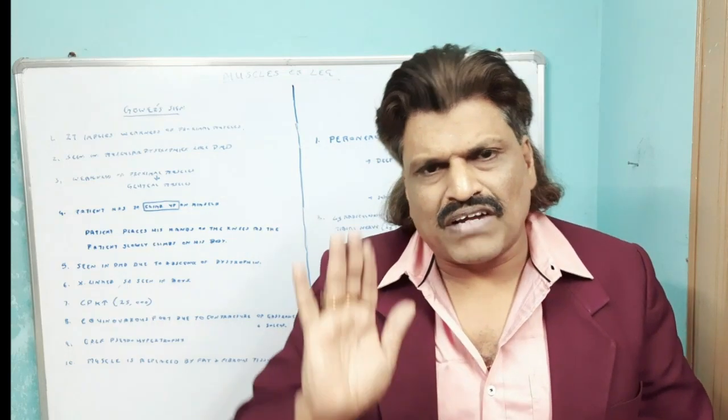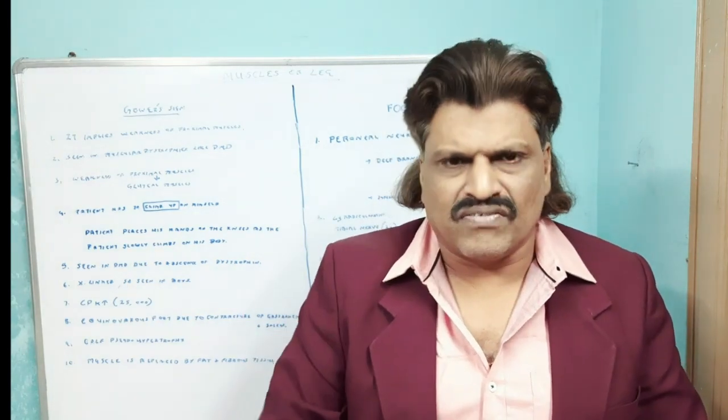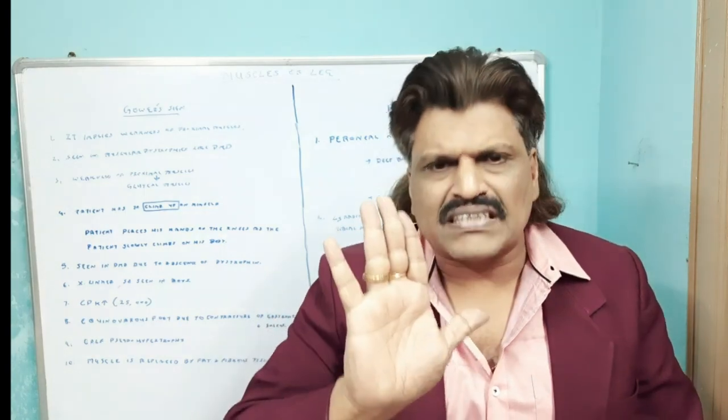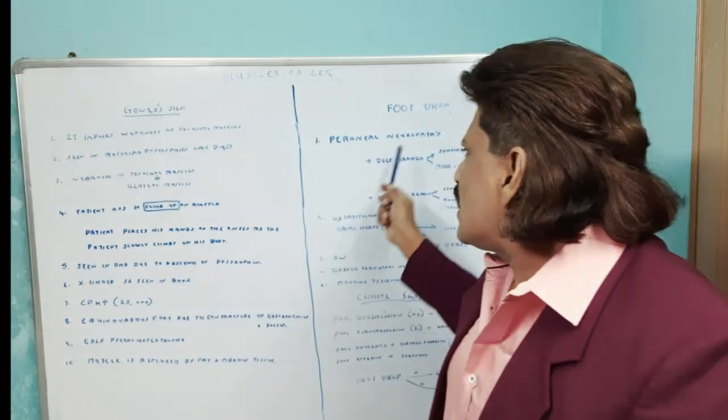So this is about dorsiflexors, plantar flexors, inverters and everters. So when the dorsiflexors are weak, we call that as foot drop.